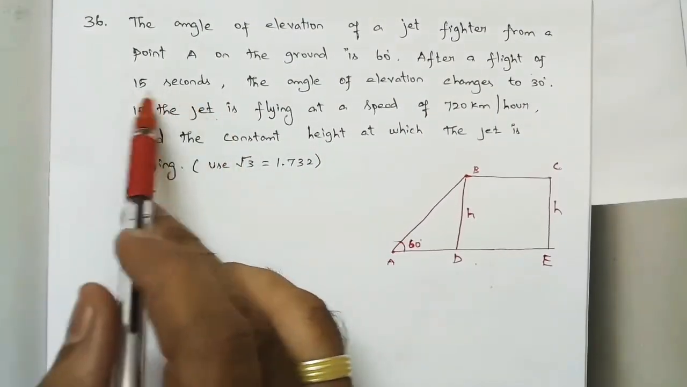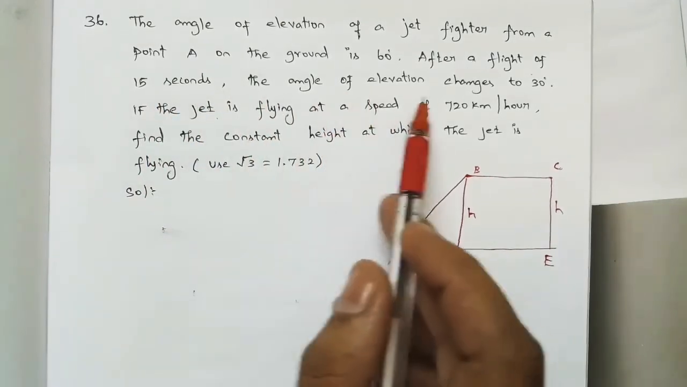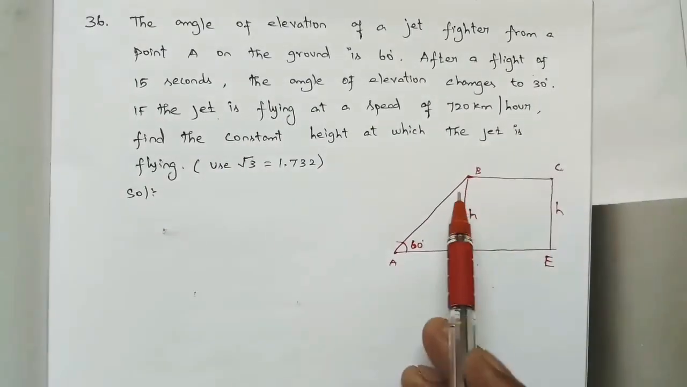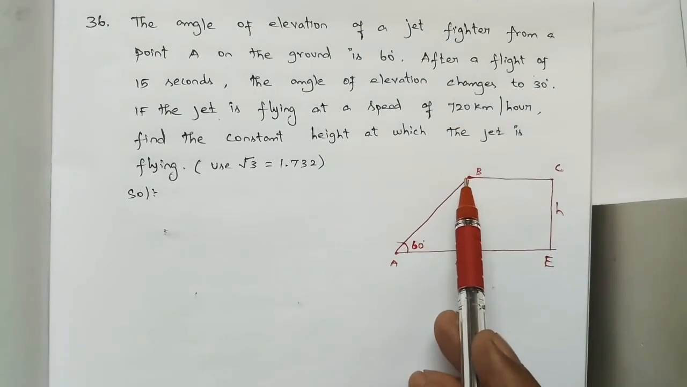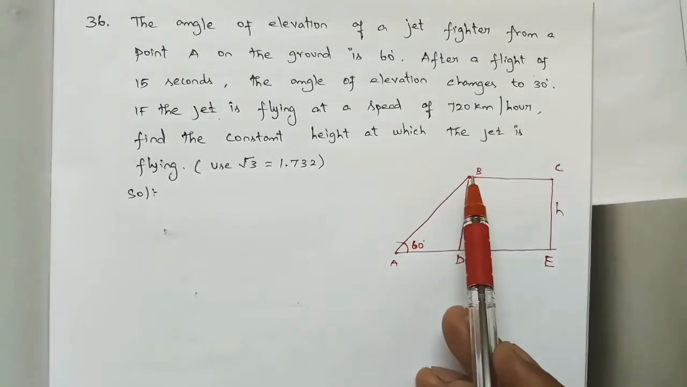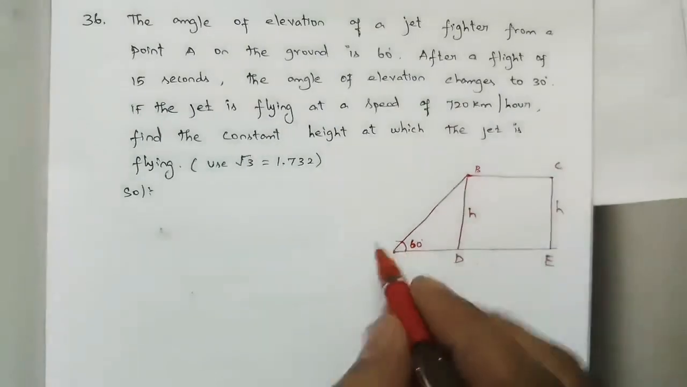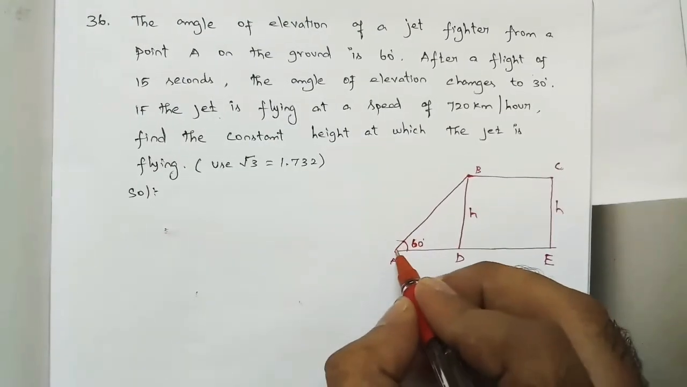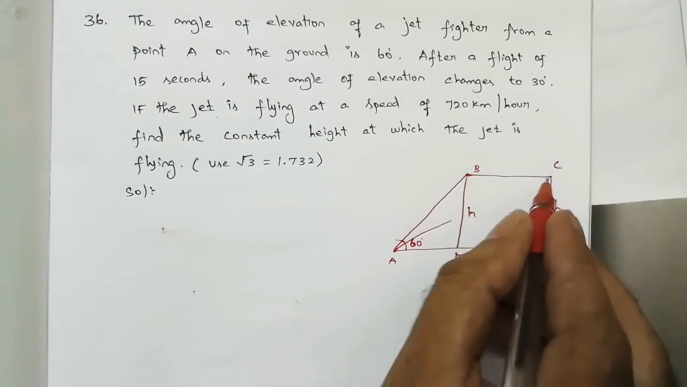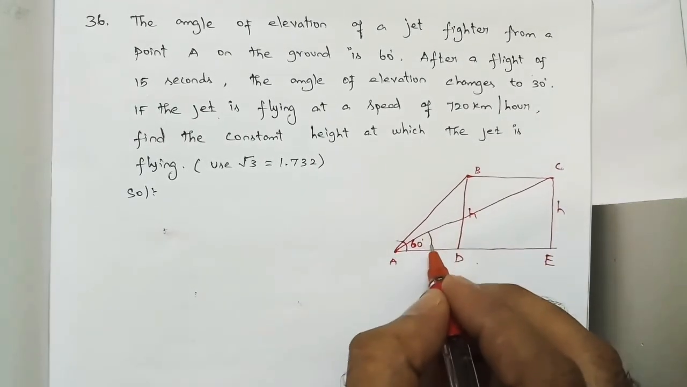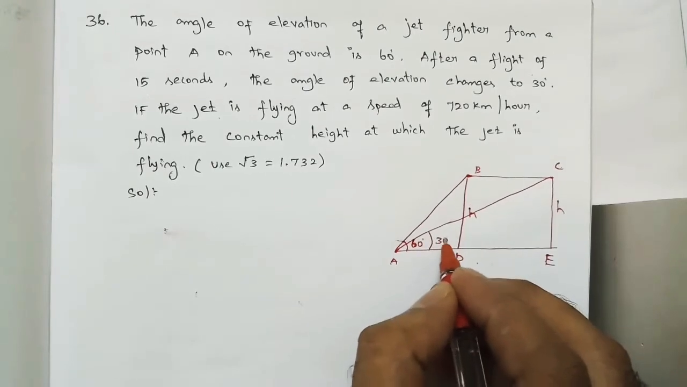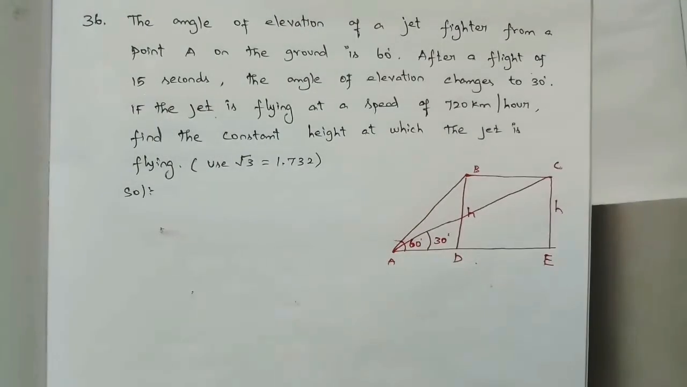After some time, the angle of elevation changes to 30 degrees. That means it goes from 60 degrees to 30 degrees, from bigger to smaller, so the flight has moved to this side. The angle of elevation, that is AC, is nothing but the line of sight. The angle of elevation is 30 degrees.